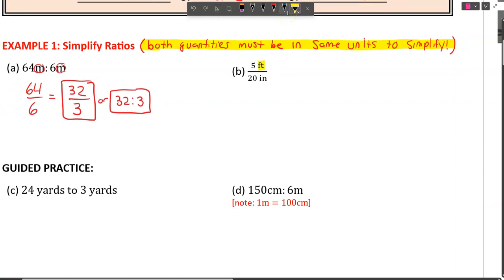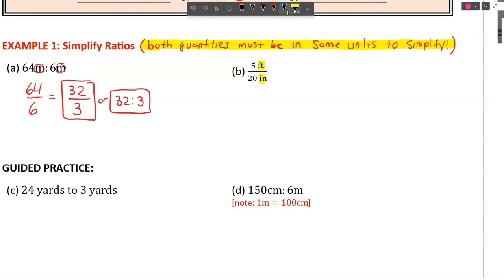Now, if we look at the second example, we have a little bit of a problem here because the numerator is measured in feet, and the denominator is measured in inches. So we cannot simplify this ratio in its current format. What I normally recommend is that we take the larger unit, which in this case is feet, and we convert it to inches first.